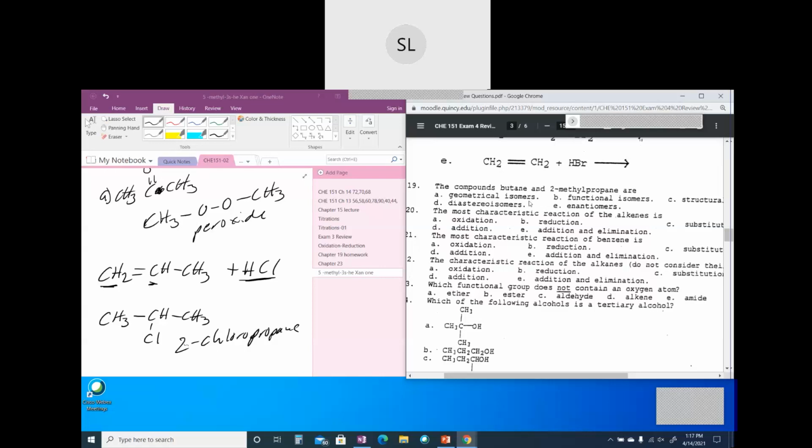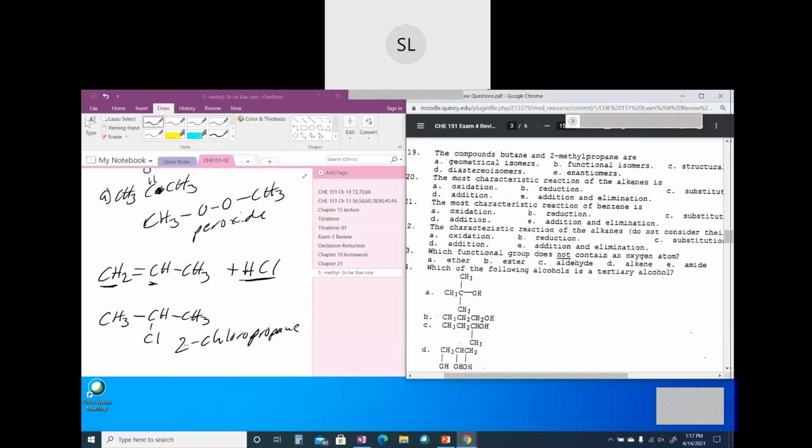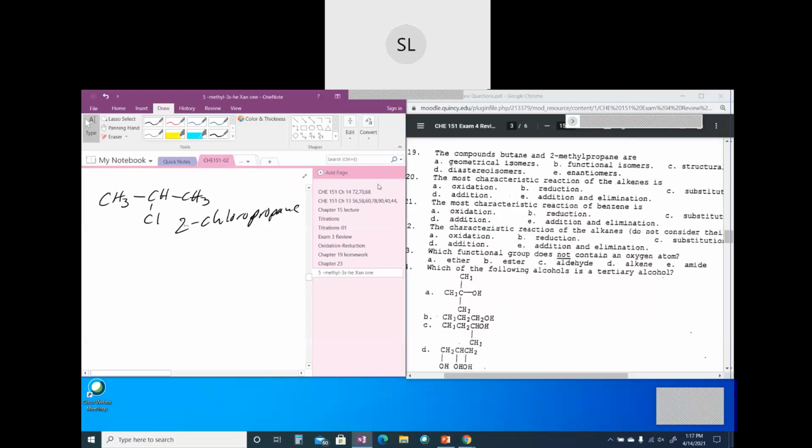All right, the compound butane and 2-methylpropane. So if we write butane and 2-methylpropane, these have the same molecular formula, C4H10. And so they are structural isomers, so they differ in their structure.